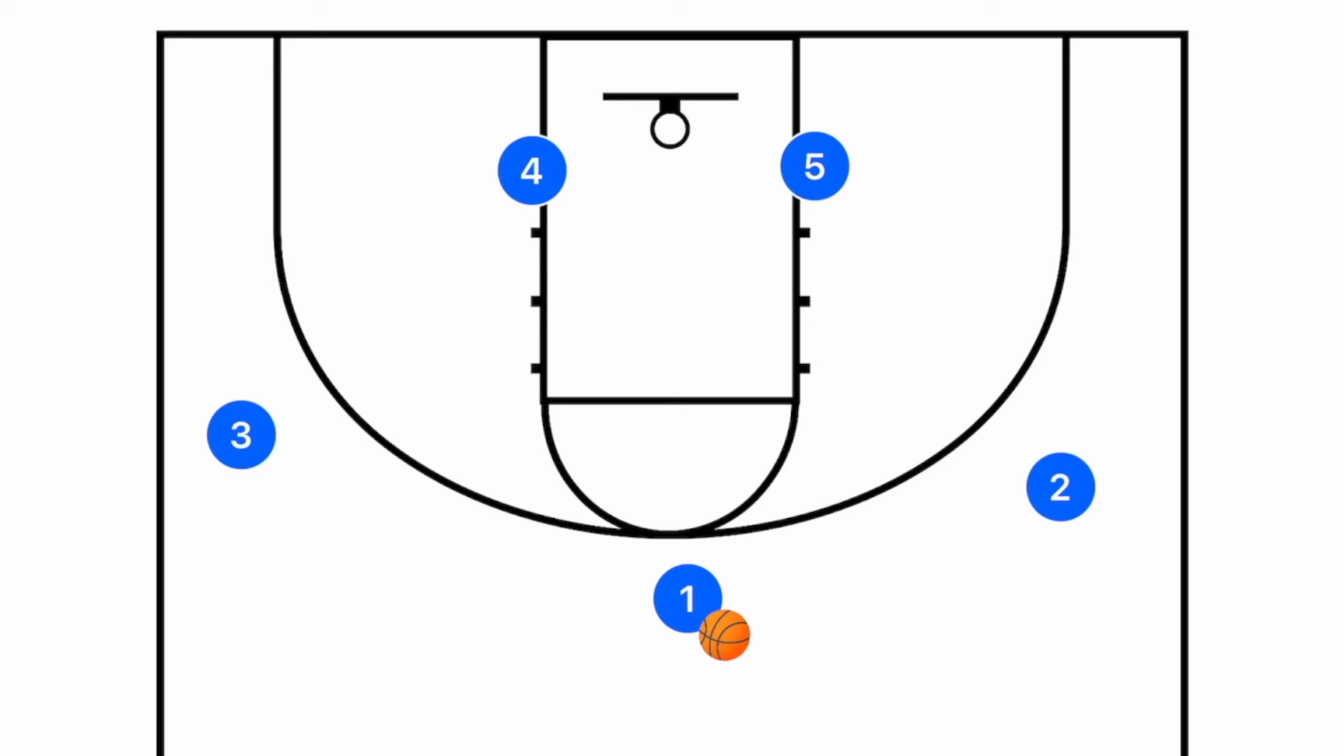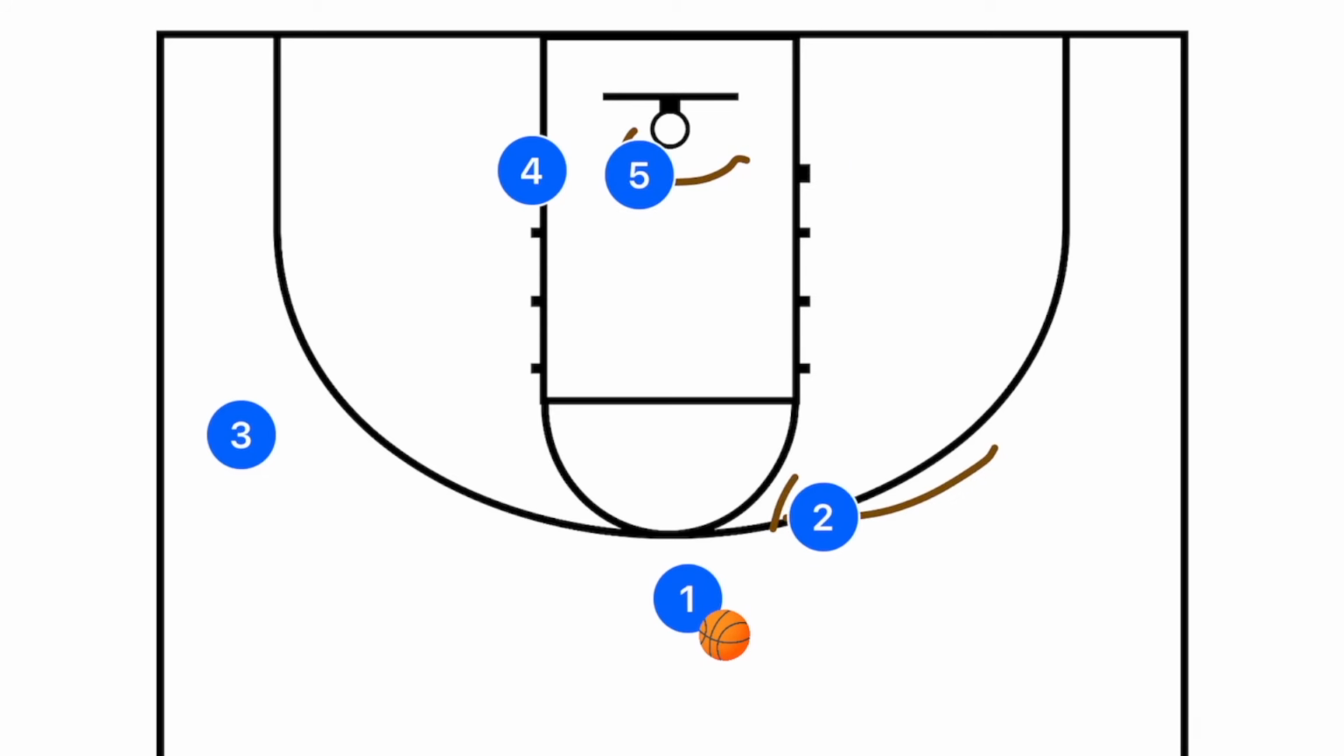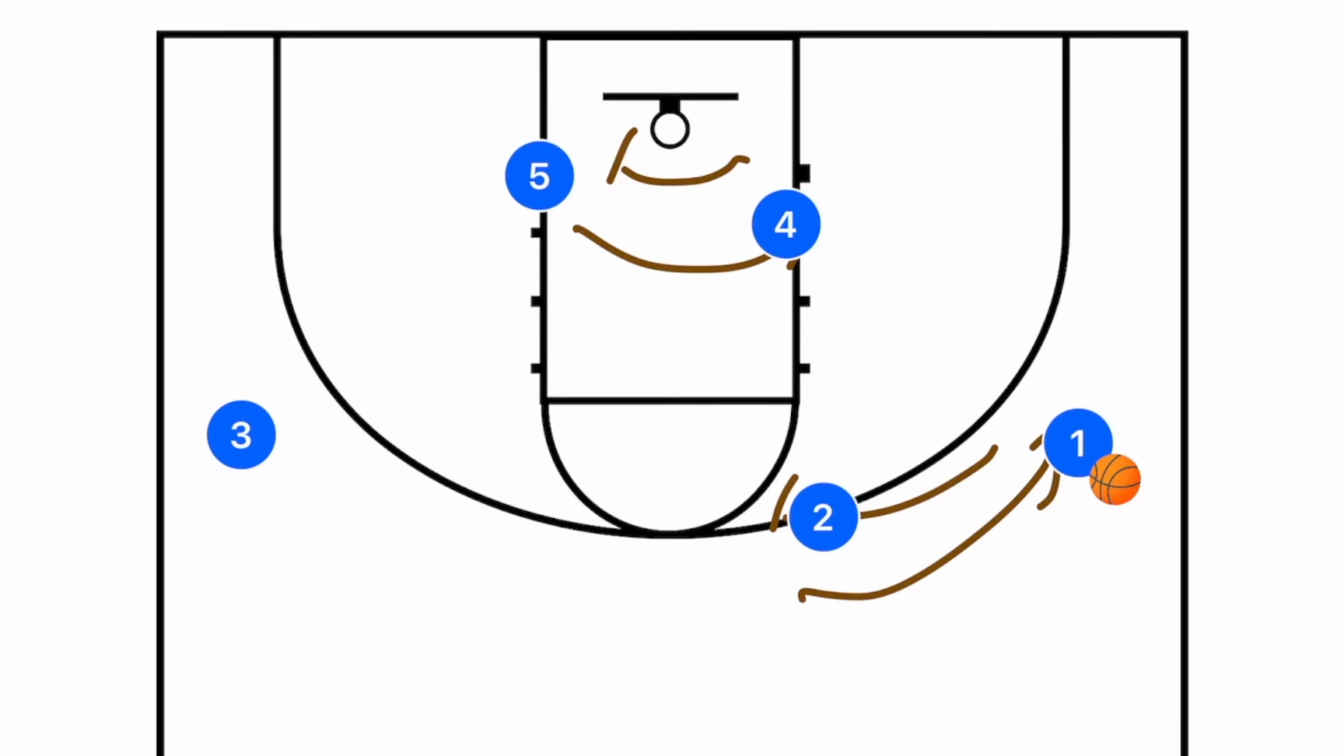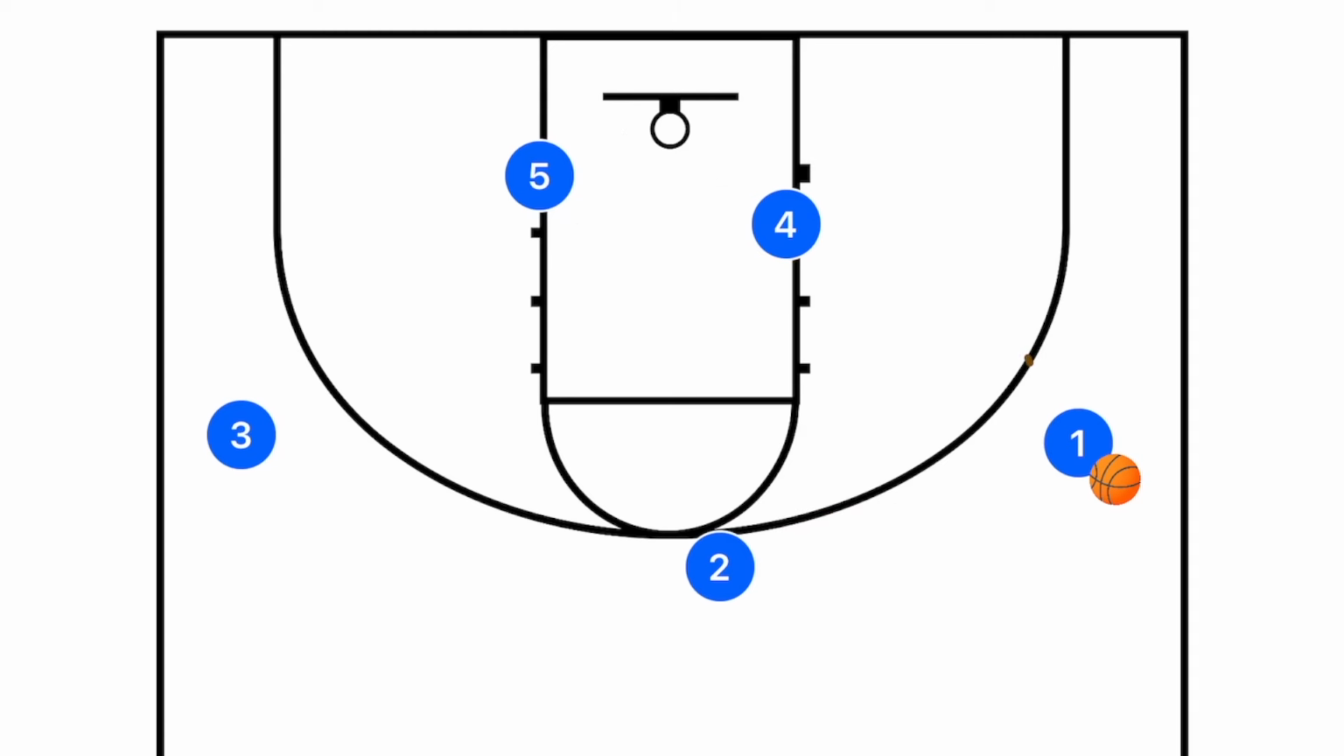So the first thing that we are going to look to do is to have a quick screen away for player 4, and player 2 is going to be setting the screen for player 1. 4 is also going to be using this screen as well. And now what we are going to be looking to have is a quick pass into that low post.